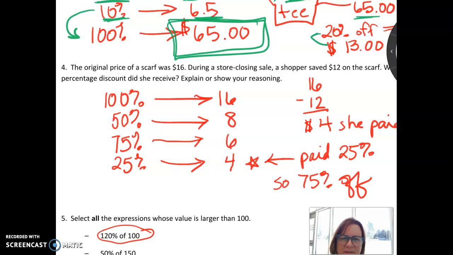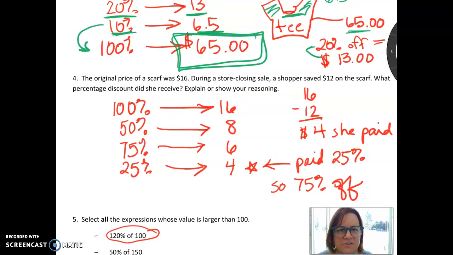Number 4, we're given the original price, and in this one we have to figure out the percent discount received. So the original price of a scarf was $16. During a store closing sale, shoppers saved $12 on the scarf. So that's pretty awesome sale, right? So if it was originally $16 and she's saving $12, that means she only had to pay $4. It's a pretty great sale, so we know the percentage is going to be pretty high.